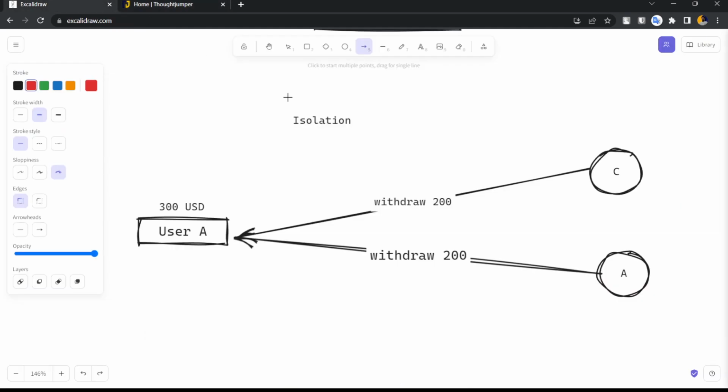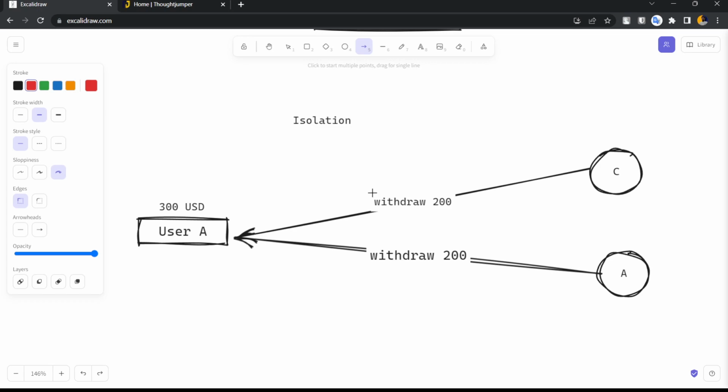So let's say user A has $300 in his bank account. Okay, and now what happens? User A and user C, both of them are trying to withdraw $200 from user A's bank account. So in this case, if both transactions are happening at the same time, you have to make sure that both of these transactions are isolated. You have to queue them or whatever you can do, but these should not interfere with each other.